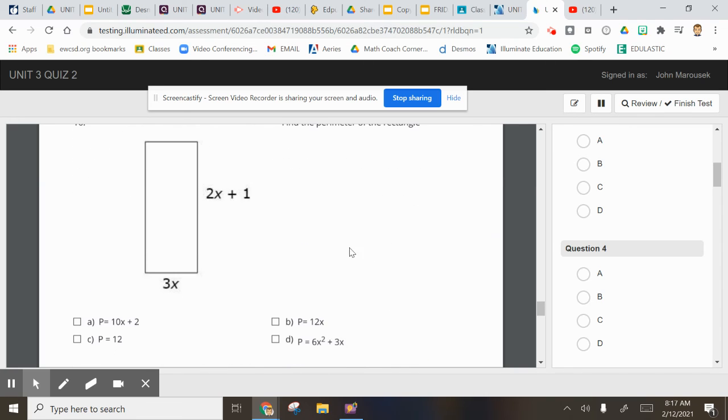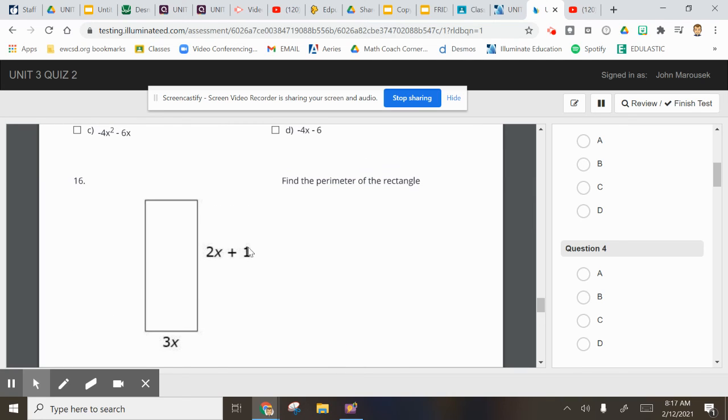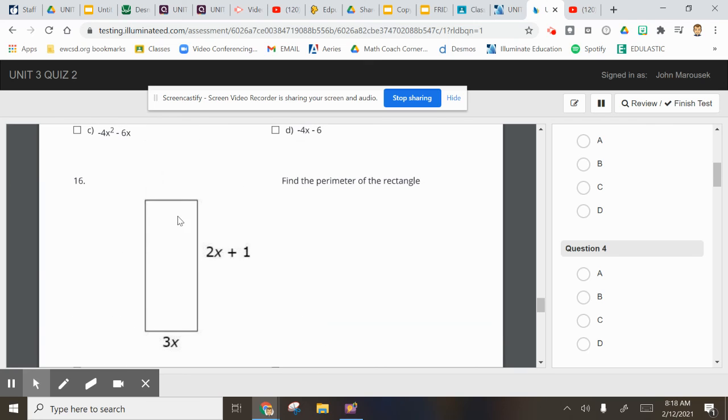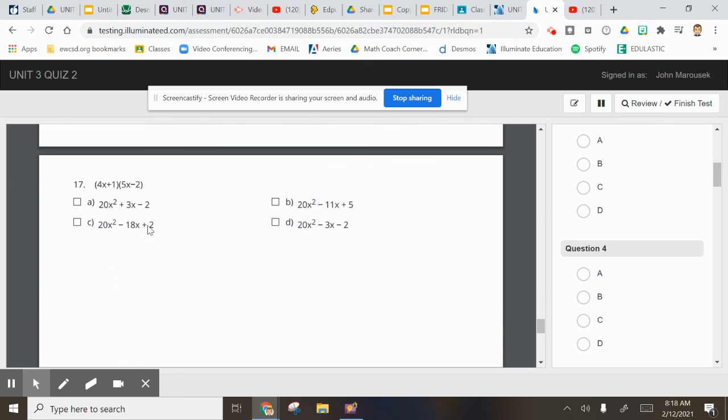Find the perimeter of the rectangle. All right, P equals is the perimeter. If this is a rectangle, this is 2x plus 1. This should be 2x plus 1. If this is 3x, then this should be 3x. Don't let that mess with you. Just combining like terms. All right, you guys got that here, and that's it. Just simply multiply for this last step, and you're good to go.